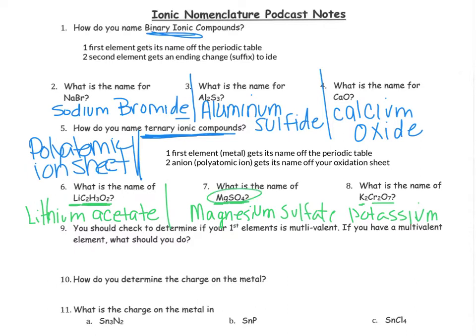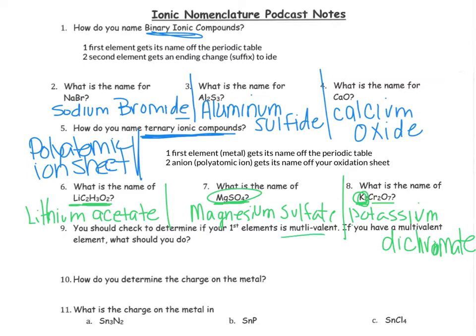And we look at the next one here, number 8. I have K2Cr2O7. So my first one, my cation there, that is potassium on the periodic table. And then I look up Cr2O7, and that is dichromate. It's hard to read. Dichromate. Right there. Okay, so that is our tertiary compound examples.